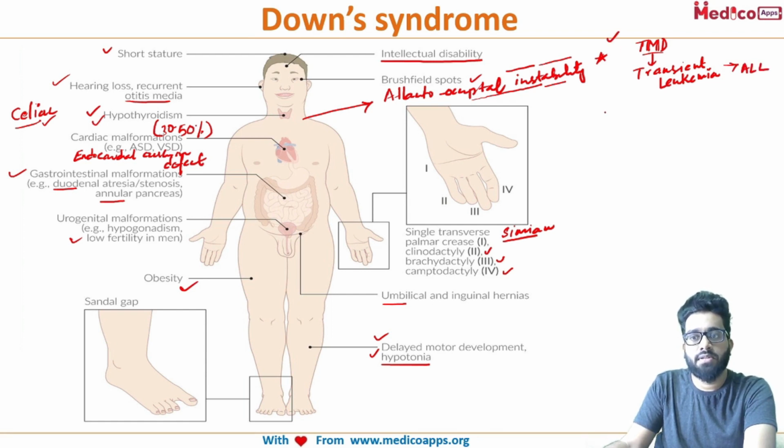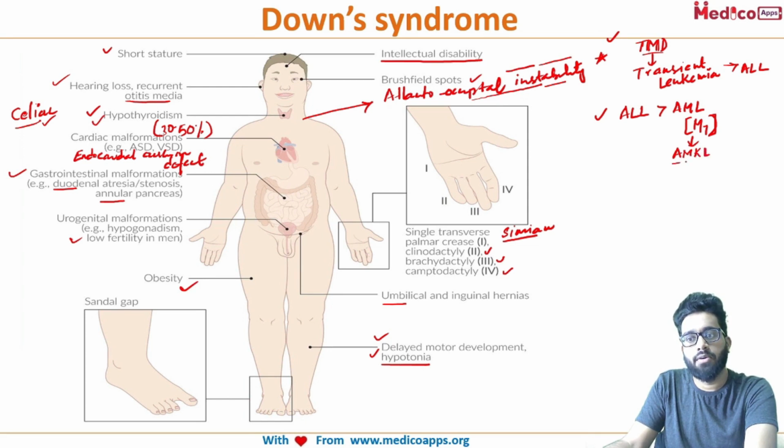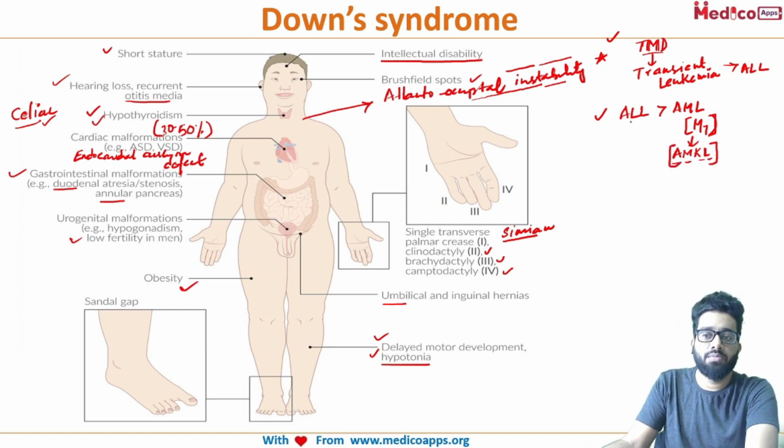Apart from this, Down syndrome patients are more prone to leukemia. In leukemia, ALL is the most common one, followed by AML. Okay. And in AML, there's a specific type of AML which is called M7, which is more common in Down syndrome. Okay, so AML M7 is basically acute megakaryoblast leukemia, AMKL. So this is M7. But if they ask you what is the most common, it is ALL like anybody else. After that, AML M7 is the most common seen in Down syndrome.